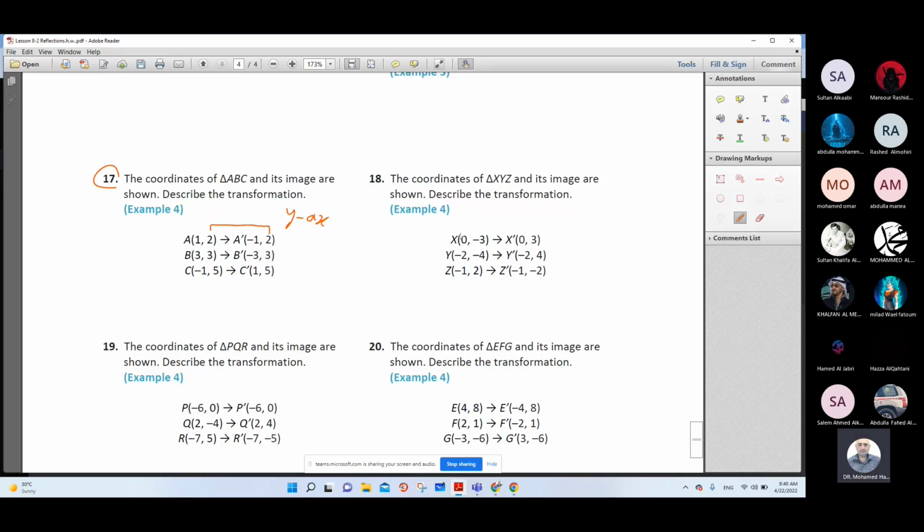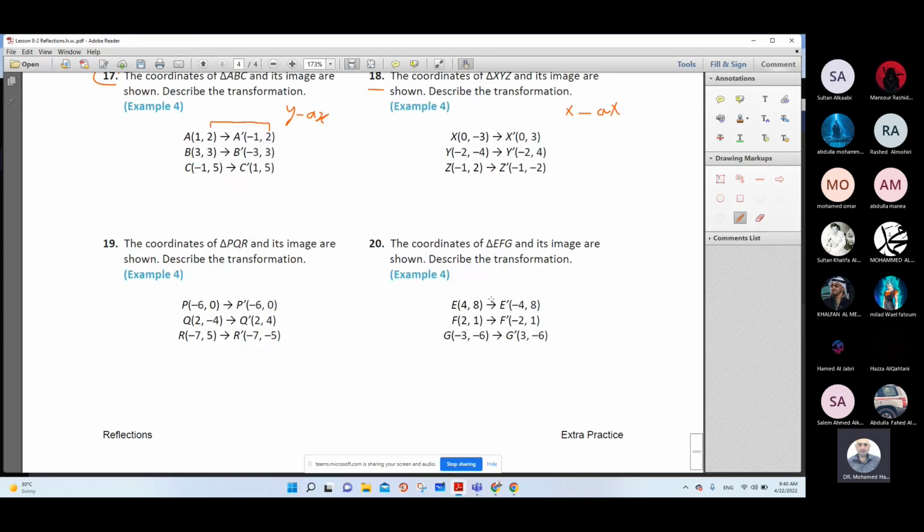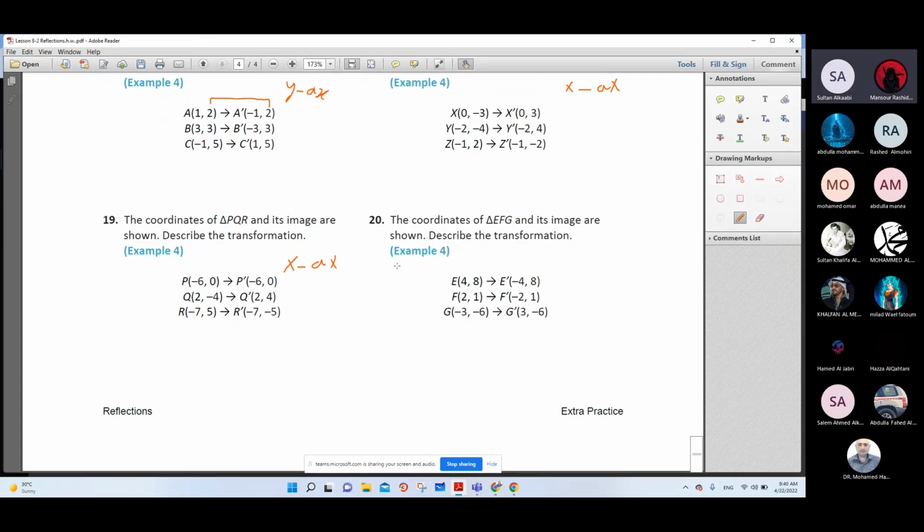Here in number 18, who can tell me? On the x-axis. So here we have x-axis. And number 19 is on the y-axis. X-axis. Number 20 is on the y-axis.